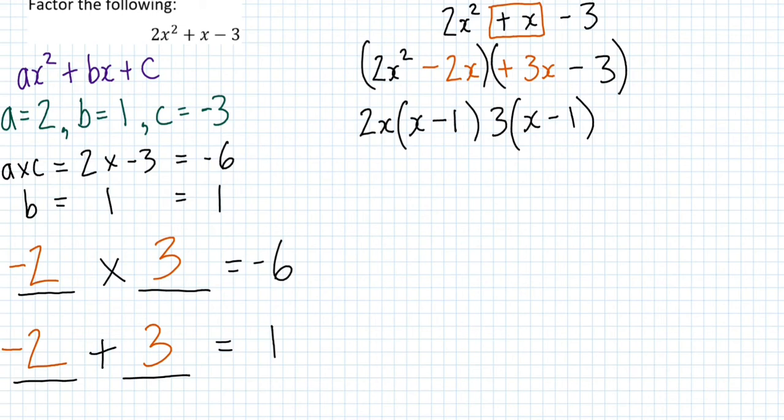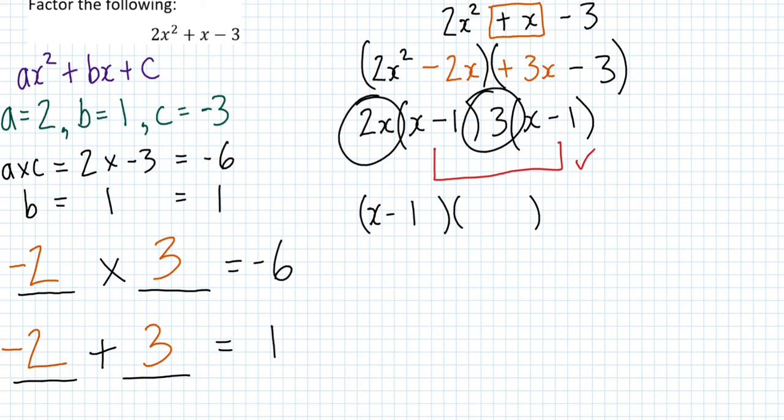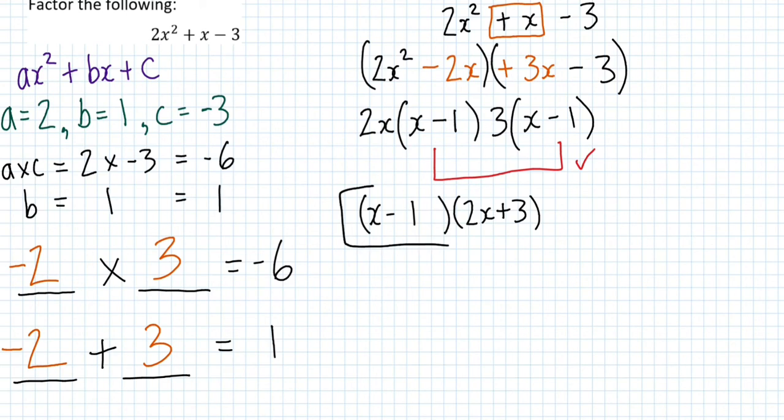Okay, so what do we do next? Well, we pause, right? We pause here and we look at the insides of these two brackets. Are they the same? Yes, they are. So we know we're on the right track. Okay, so our final answer, again, is going to be 2 brackets. And what do we put in the first bracket? x minus 1, the contents of the brackets in the step above. And in the last bracket, we put in what's left. So in this case, 2x plus 3. And that is our final answer.